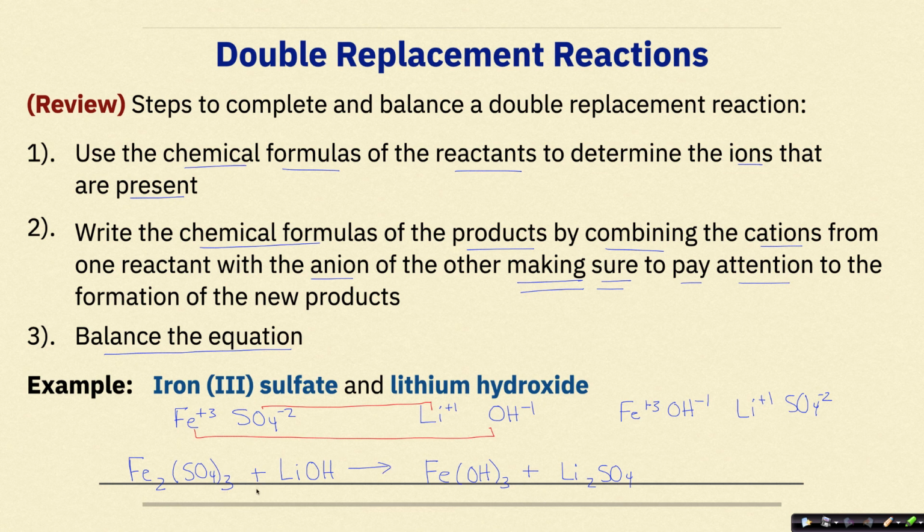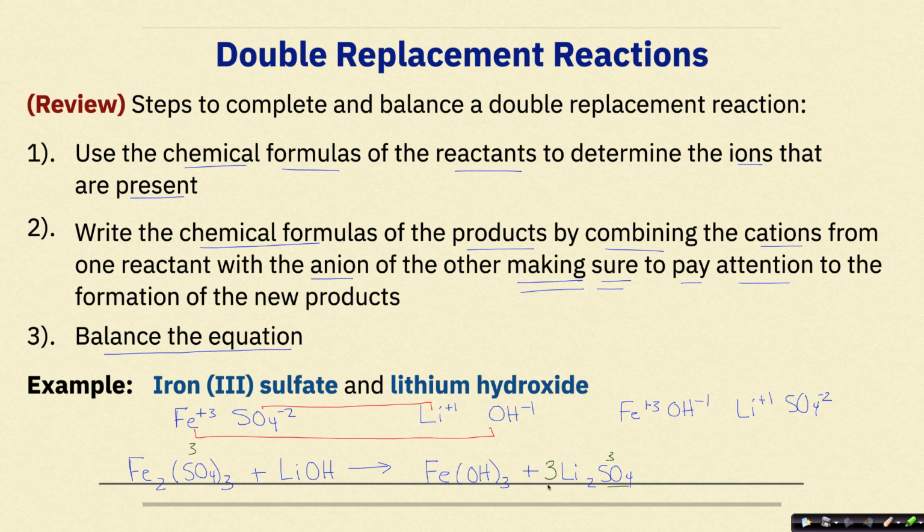Okay, in order to balance the equation, I need to think about where I'm going to start here. Like normal, I'm going to look at my parentheses. Let's start with the SO4. I have 3 SO4s right here, okay? So I need to get 3 SO4s on this side. So I'm going to put a coefficient of 3 in front of this whole thing. And so now I have 3 SO4s.